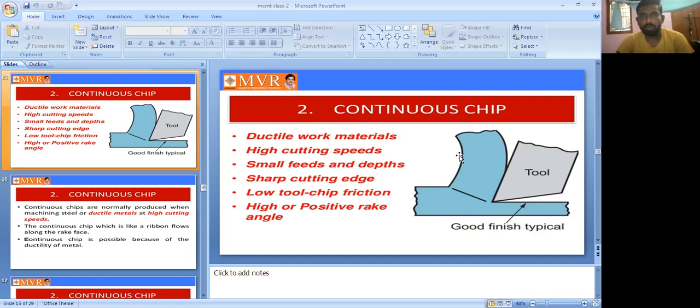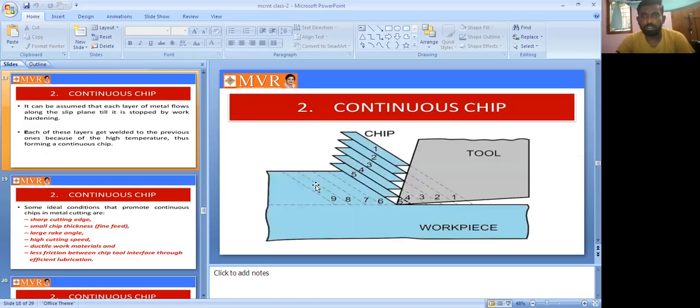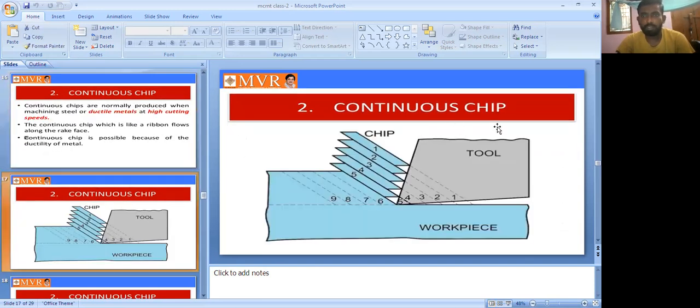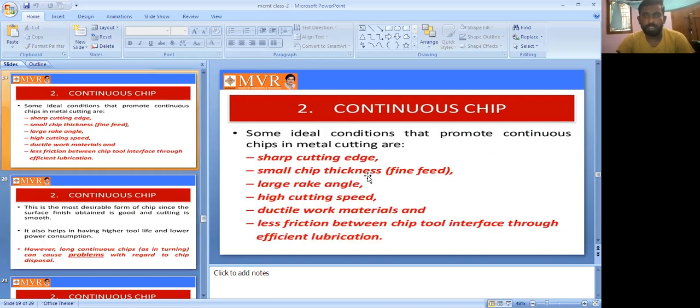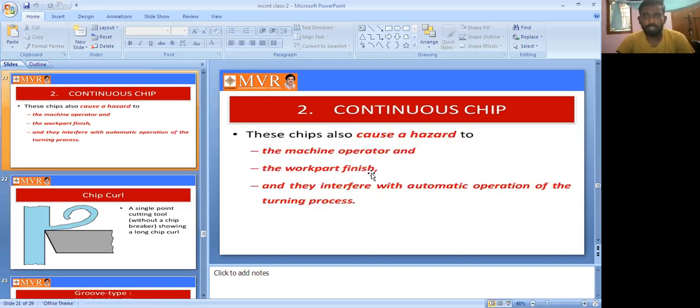In the continuous chip, we can see high cutting speed and good surface finish. Here is a detailed block diagram of the continuous chip: the tool, the workpiece, and the tool removing material continuously. This is continuous chip formation, with some ideal conditions for it.